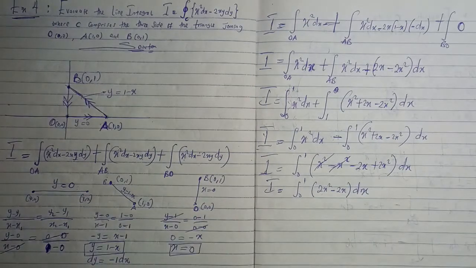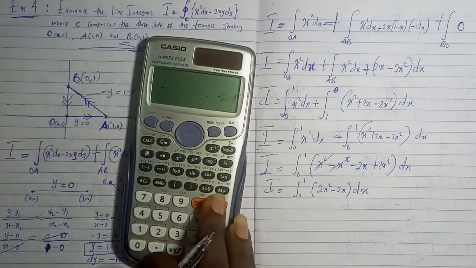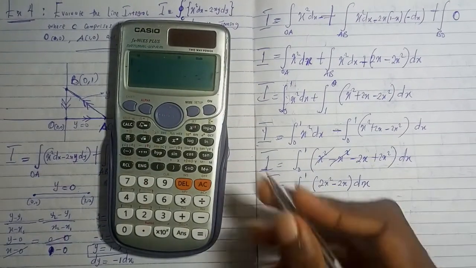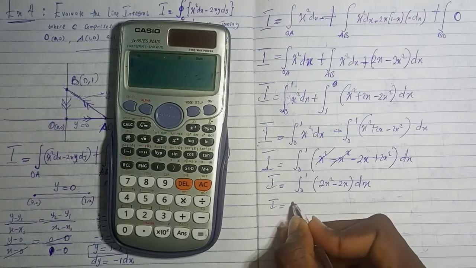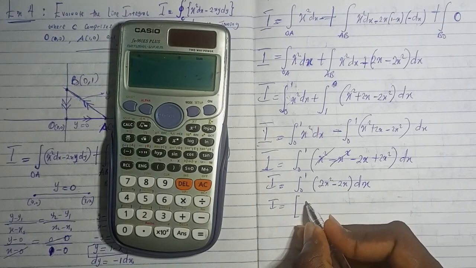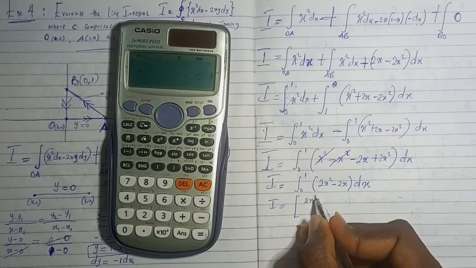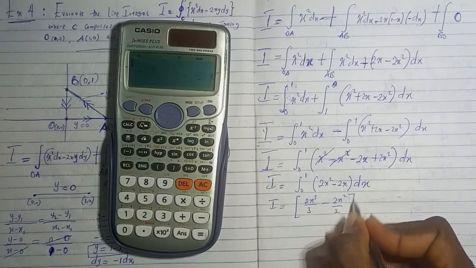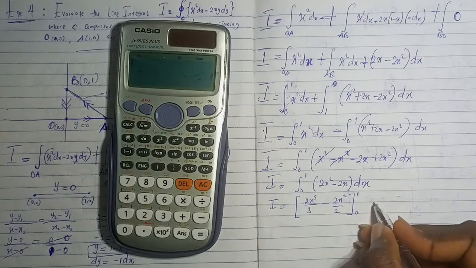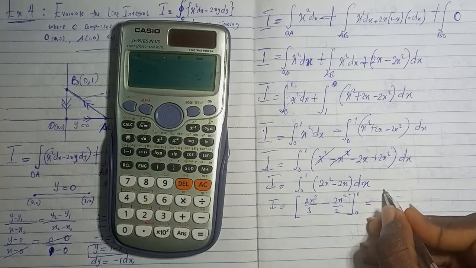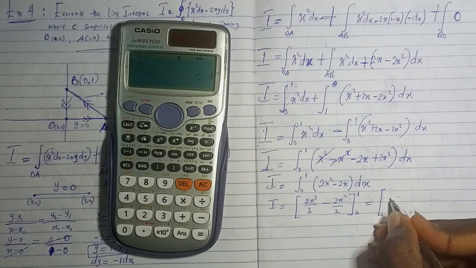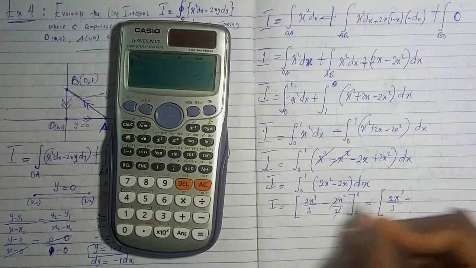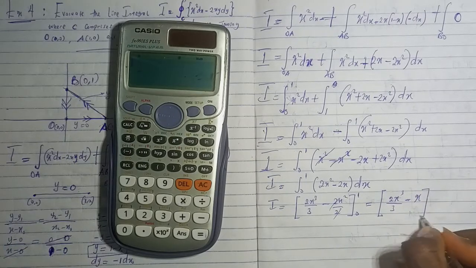Now if I integrate this, what will I have? Let's just solve it by hand or use a calculator, however you want. If I integrate 2x squared, I will have 2x cubed over 3. If I integrate 2x, that's 2x squared over 2. Remember, I will have to put in the lower limit and the upper limit. This gives us 2x cubed over 3 minus, canceling this 2, just x left, from 0 to 1.